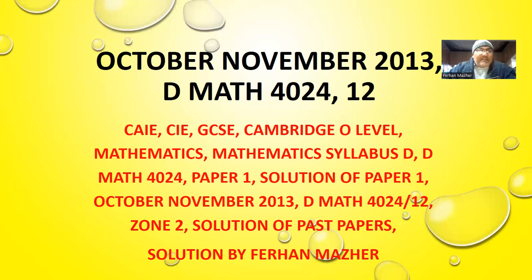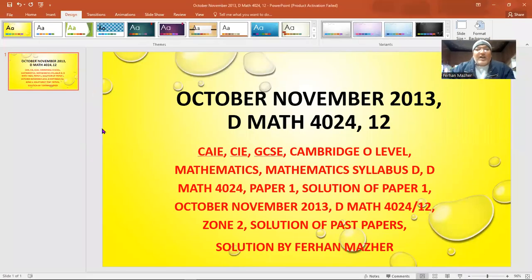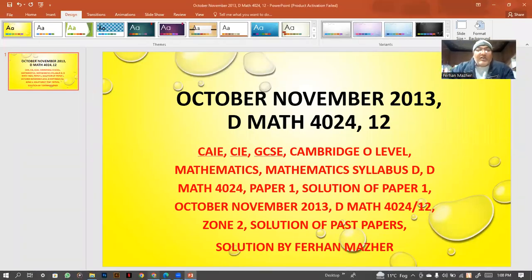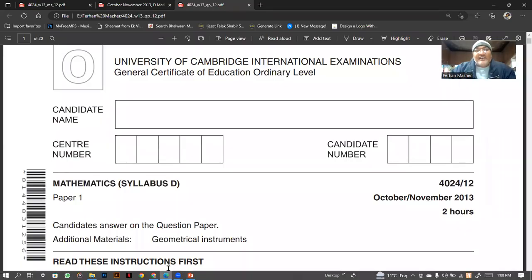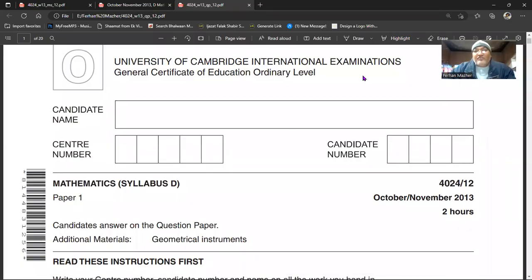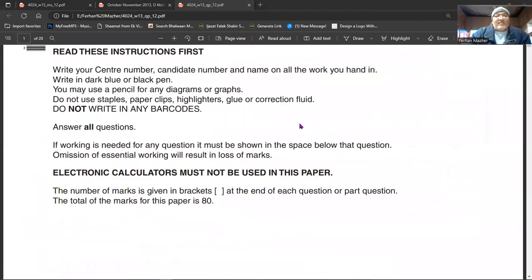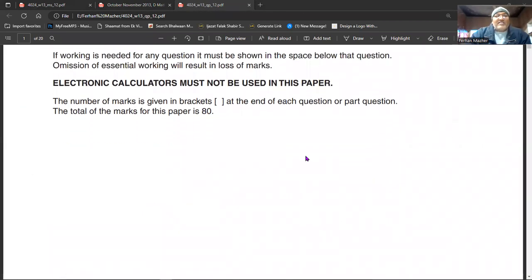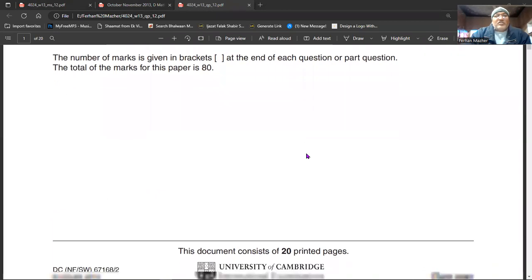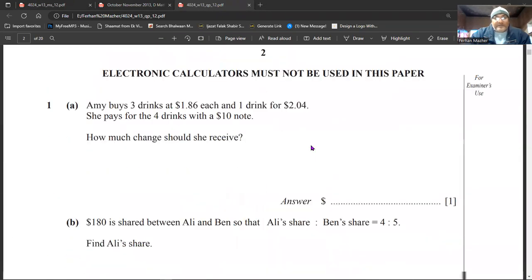And today's paper, the time allowed for this paper is 2 hours, and the scientific calculator is not allowed in this paper. So here we go. 2013 October November 1-2 paper, time allowed 2 hours. Calculator is not allowed in this paper. The total marks for this paper are 80.